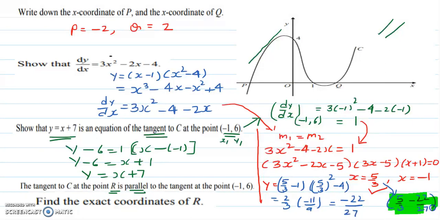I hope you must have understood. Remember, here both gradients are the same, M1 equals M2. One M1 you are getting from here, that is 3x squared minus 4 minus 2x, and the other gradient is 1, because they both share the same gradient. The lines are parallel. That's all.